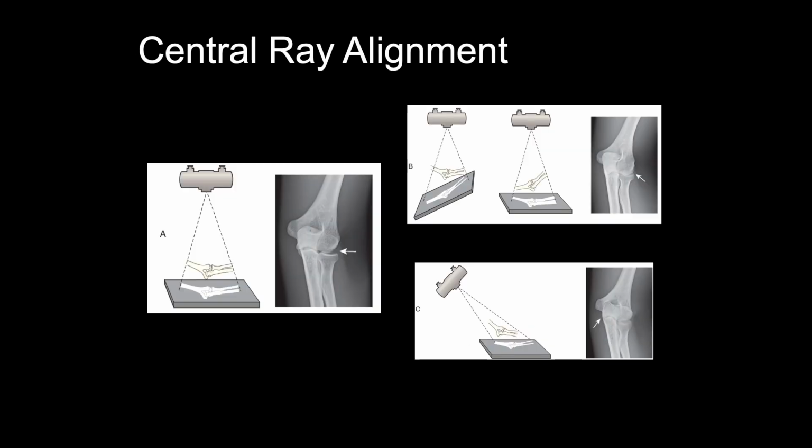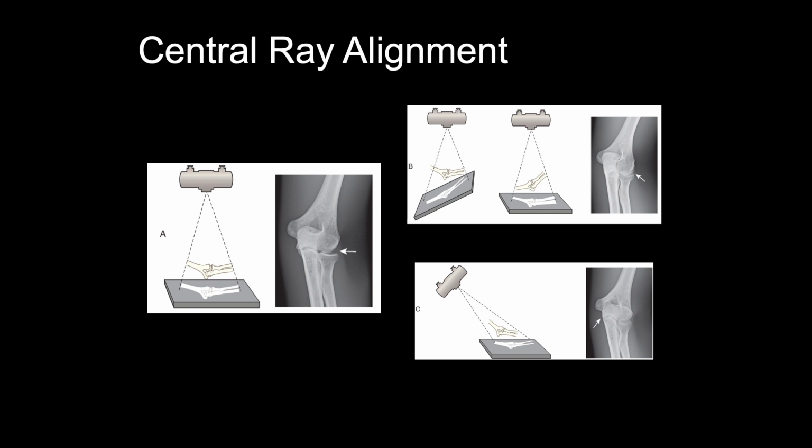Shape distortion of the anatomic area of interest can occur from inaccurate CR alignment of the tube, the part being radiographed, or the IR. So if the central ray alignment of the tube or the part or the IR is in any way inaccurate, it can cause all kinds of different distortions. Any misalignment of the CR among these three factors alters the shape of the part recorded on the image.